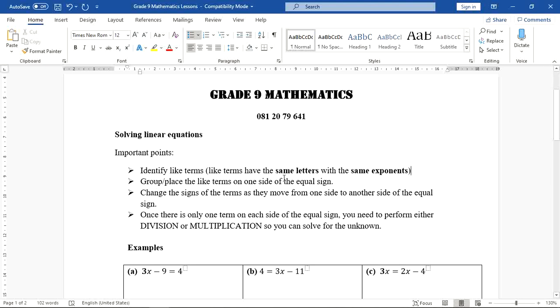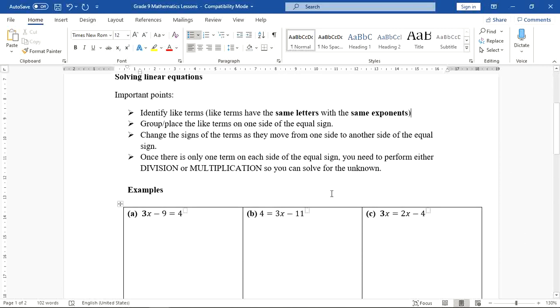All right, let us try to put all this to work by doing some examples. We have 3x minus 9 is equal to 4. We can see that 9 and 4 are like terms because they don't have letters, they don't have variables. But this one has a variable x, so it is not a like term with anyone. So we need to group 9 and 4 on one side, so we need to take 9 to the right hand side.